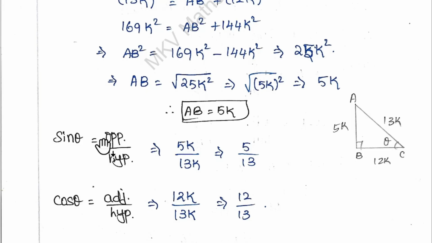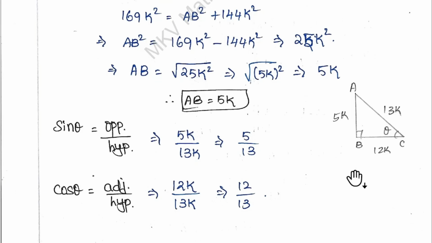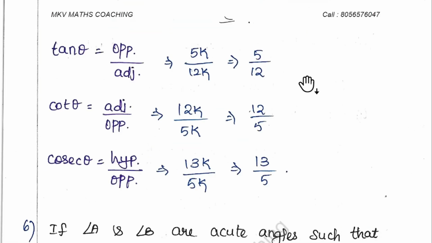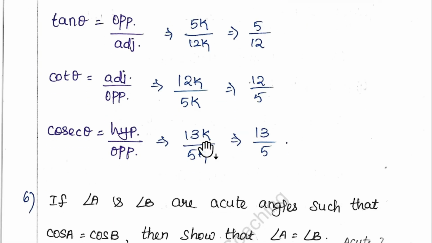Now all other five ratios means sine theta is opposite by hypotenuse. Opposite side is 5k and hypotenuse is 13k. And for cos theta, adjacent by hypotenuse. Adjacent side is 12k, hypotenuse is 13k. So 12 by 13, k get cancelled. Tan theta is theta's opposite side by adjacent side. So 5k by 12k, which is 5 by 12. Cot theta will be just the reciprocal of tan, right? Adjacent by opposite. So 12k by 5k will be 12 by 5. So also find the cosecant theta, you will end up with 13 by 5.